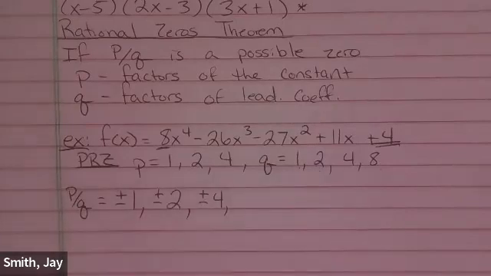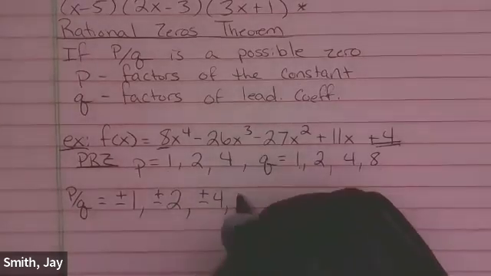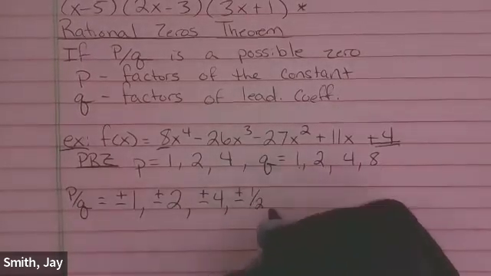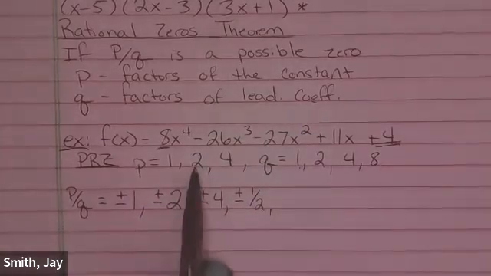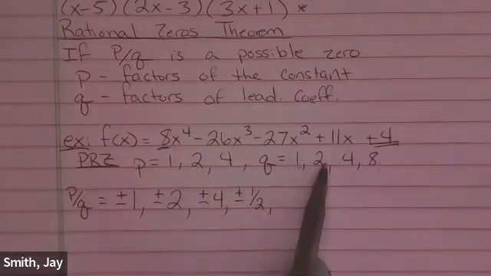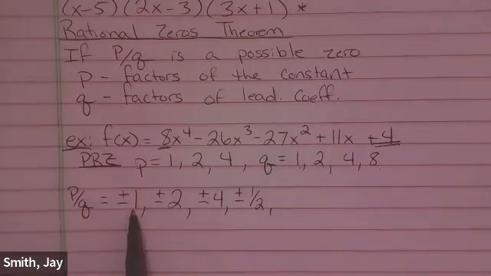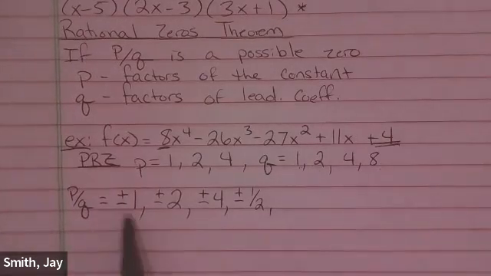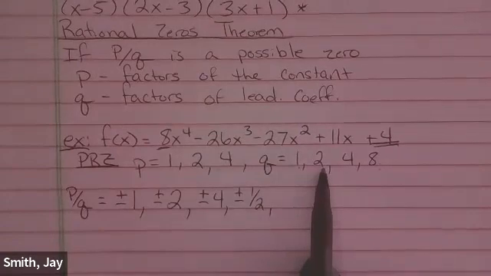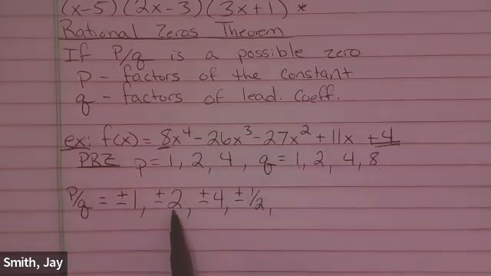We'll do the same thing for 2. 1 over 2 gives me both positive and negative 1/2 as a possible zero. 2 over 2 reduces down to 1. We've already accounted for both positive and negative 1. No need for us to write it again. And 4 over 2 reduces down to 2. We've already accounted for both positive and negative 2. No need for us to write it again.